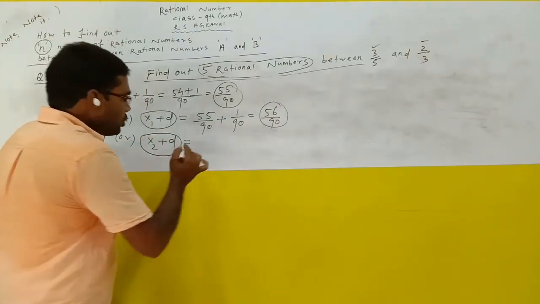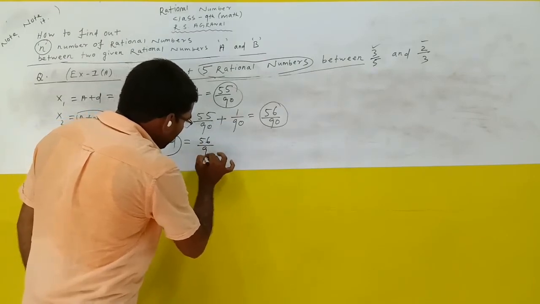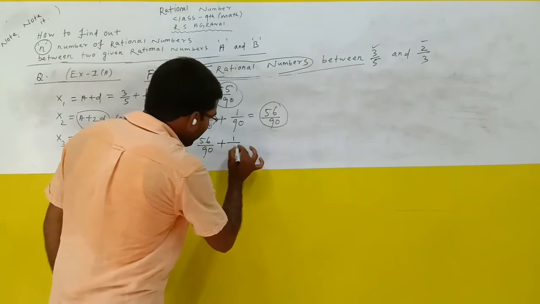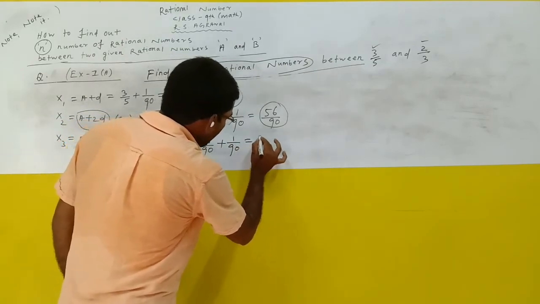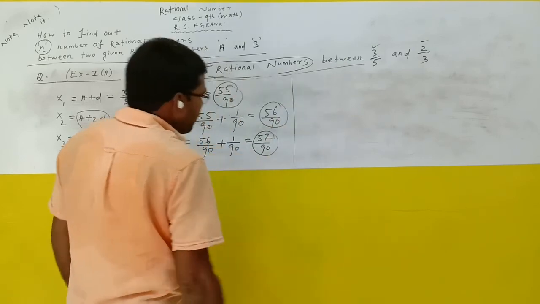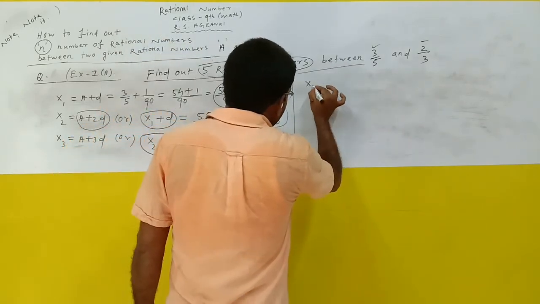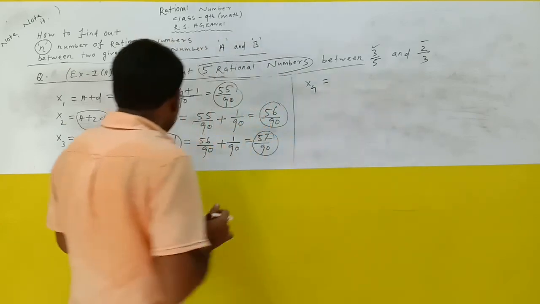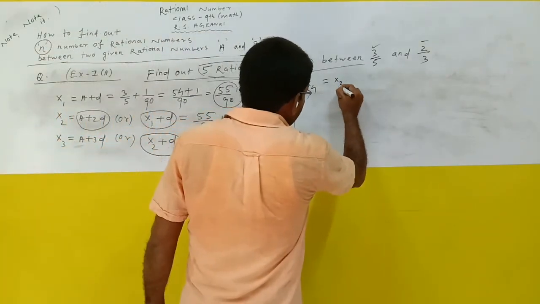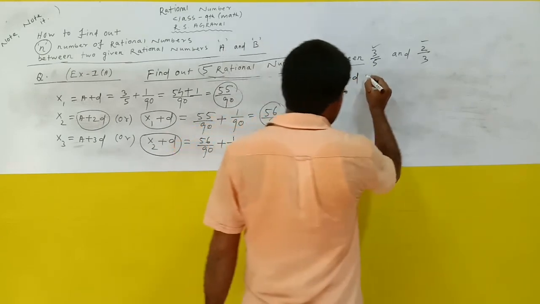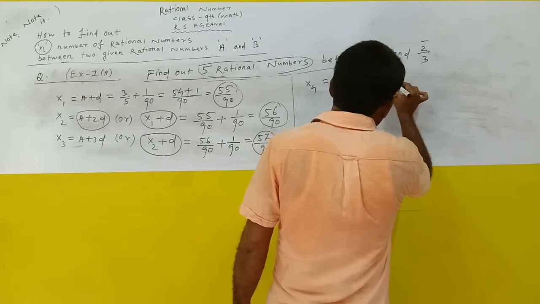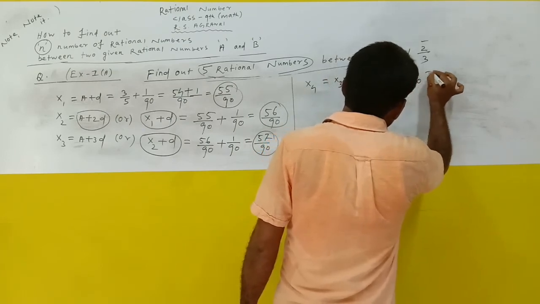So in place of x2, put 56 by 90 because it is your second required rational number, plus value of d equal to 1 by 90. So finally you got 57 by 90. It is the third required rational number. Similarly, your fourth required rational number, that is x4, equal to x3 plus d, equal to 57 by 90 plus 1 by 90, and finally you got 58 by 90.